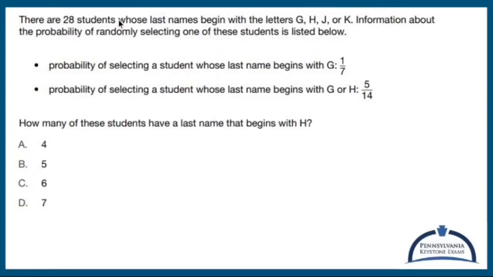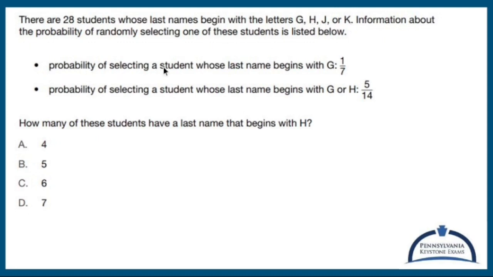There are 28 students whose last name begins with the letters G, H, J, or K. Information about the probability of randomly selecting one of these students is listed below. Basically, 28 of them have last names like Gonzalez, Hernandez, Jones, or Katz.